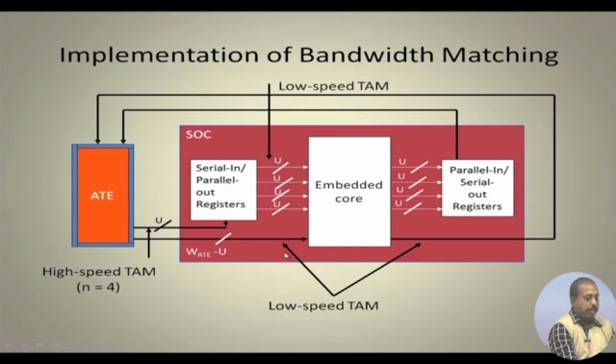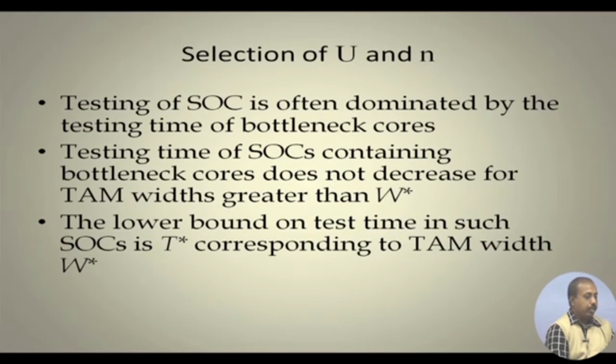So, we have got low speed ATE and low speed TAM lines here, and at this point we have got a high speed TAM line here, which is implementing the bandwidth matching. So, the scheduling policy can benefit from this. How can we select this U and n, like how many high speed lines and what is the frequency factor? Testing an SOC is often dominated by the testing time of bottleneck cores.